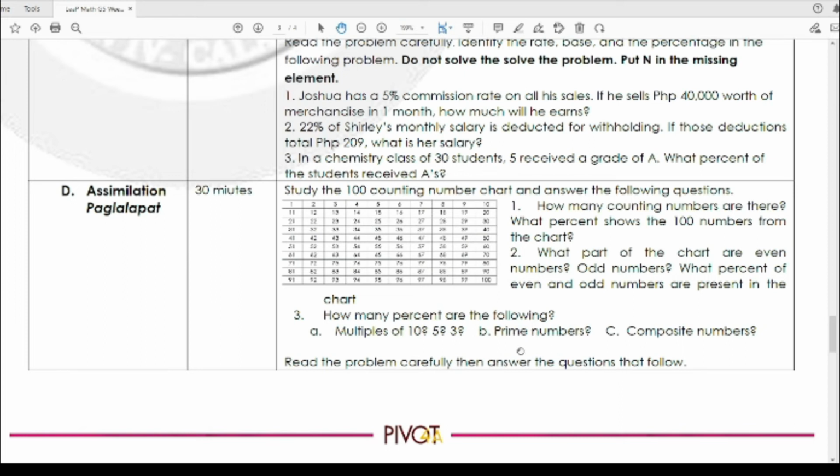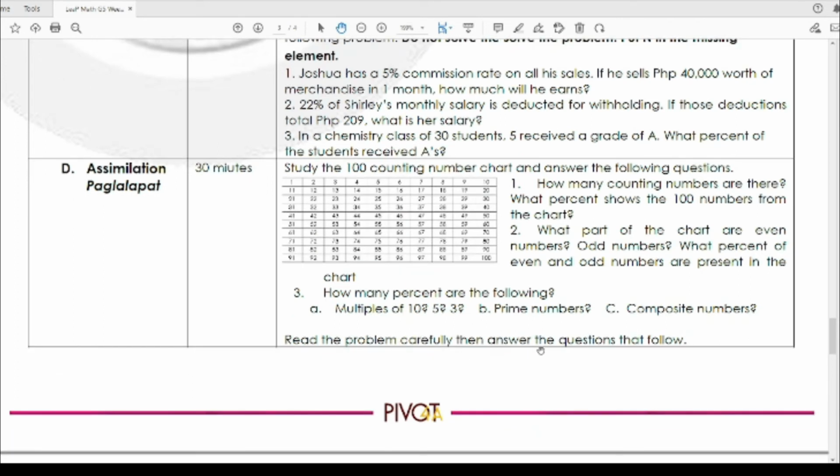Those numbers with 1 factor. And letter C, composite numbers. Those numbers with 2 factors. So what are the percentages of those composite numbers? Read the problem carefully, then answer the questions that follow.